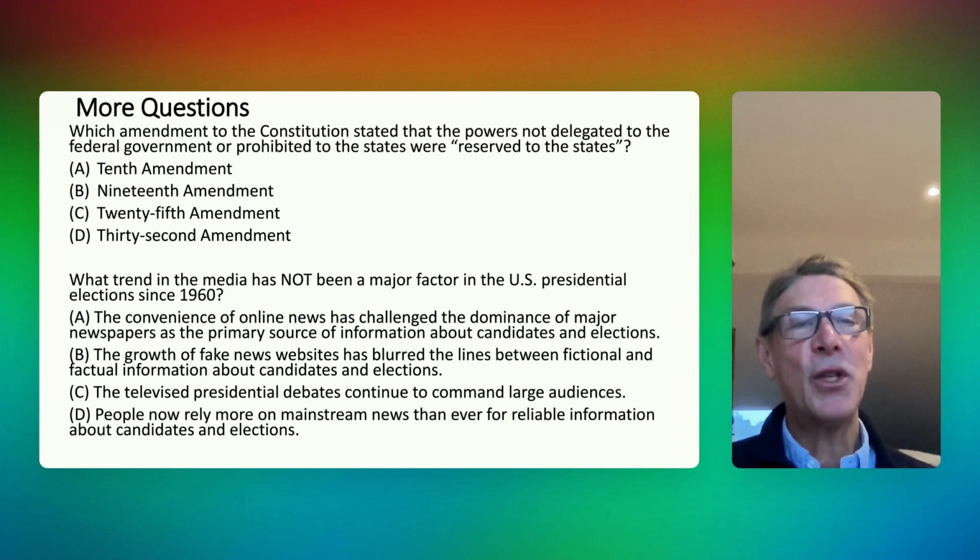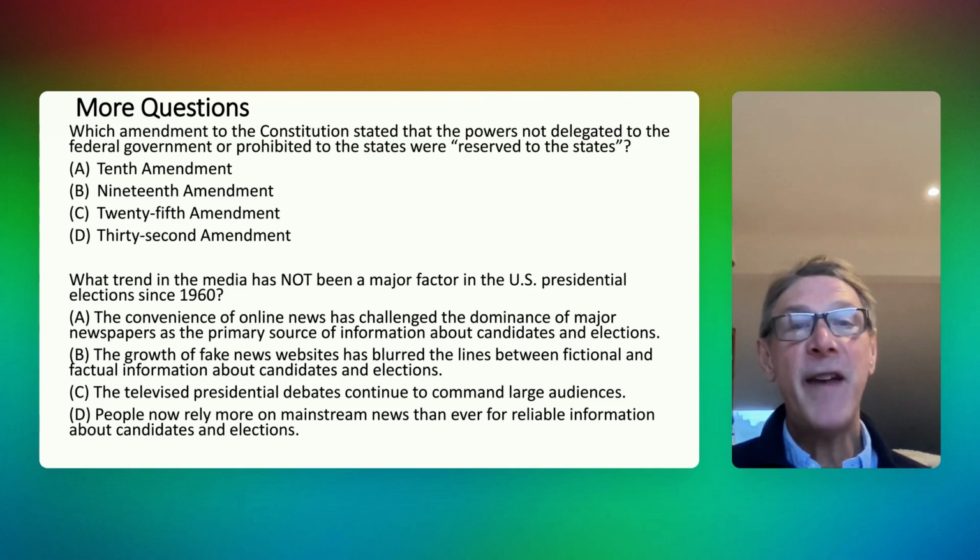So let's go through them. A, the convenience of online news has challenged the dominance of major newspapers as the primary source of information about candidates and elections. Well, online news really has changed a lot. People aren't reading newspapers in the same way. So A makes sense.